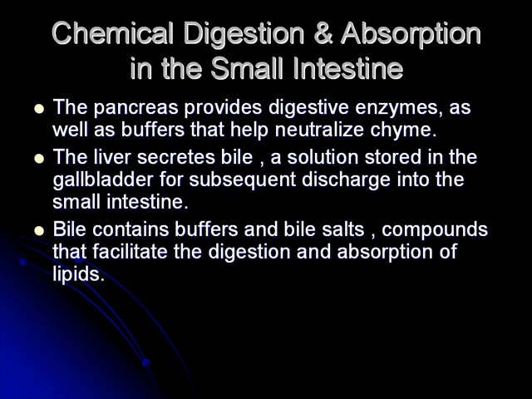The pancreas provides digestive enzymes as well as buffers that help neutralize chyme. The liver secretes bile, a solution stored in the gallbladder for subsequent discharge into the small intestines. The bile contains buffers and bile salts, compounds that facilitate digestion and absorption of lipids.